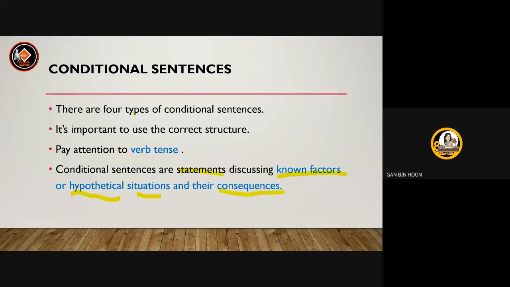Okay, so when do you write conditional sentences? Conditional sentences are when you write something which is a known factor, fakta yang memang diketahui, or hypothetical situation, ataupun situasi yang dipikirkan sahaja. And then akibat dia. Hypothetical means it can happen or it cannot happen. It's up to the sentences and the consequence. So let's look at this one. When you make sentences, you're writing about a fact. Okay, kalau fakta, you can use conditional sentences.